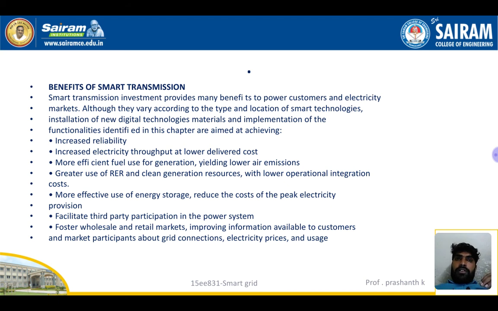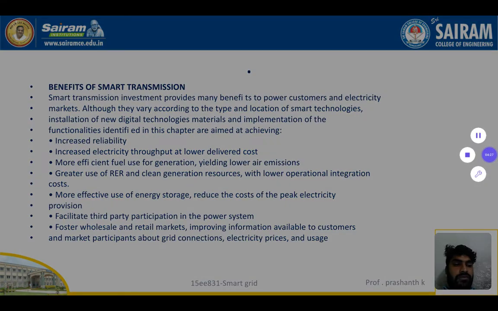If you implement a smart grid, definitely air emissions are reduced, and on the generation side also, the smart grid is implemented with solar and wind power plants, right? So it will not be harmful for nature. That increases the efficiency of generation also. Greater use of RER and clean generation resources, as I told you. If you generate electricity in a clean way, definitely it's more efficient. So this is the concept.